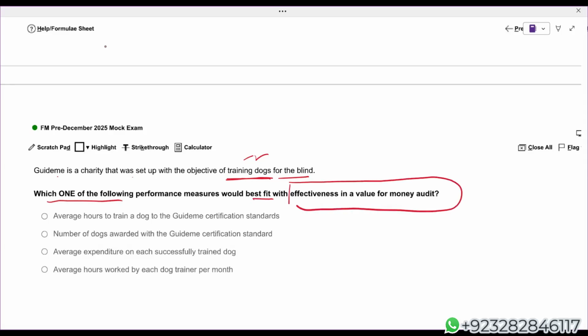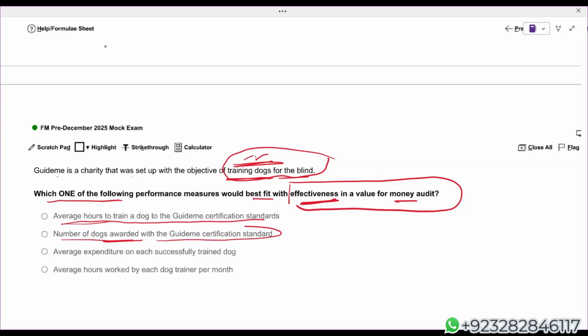Value for money audit. Effectiveness. Effectiveness means desired results should be achieved. And what is the company doing? Training dogs for the blind. Let's see. Average hours to train a dog to Guide Me certification standards. Average hours. Okay. Number of dogs awarded with the Guide Me certification standard.